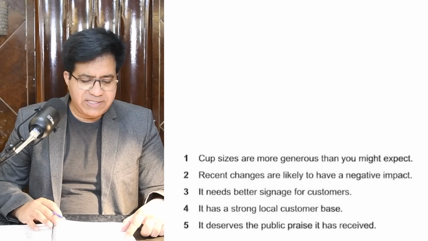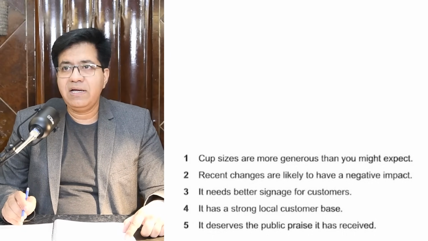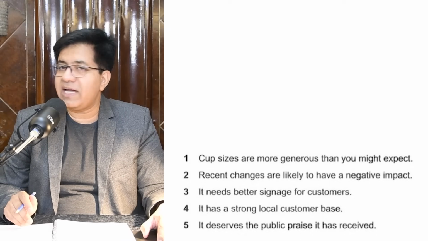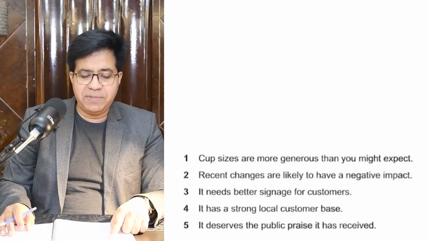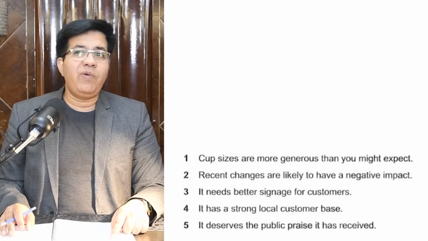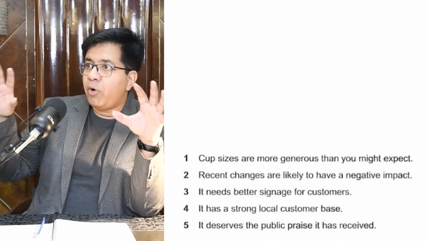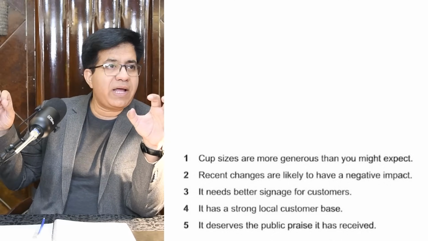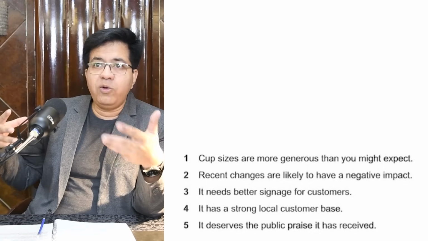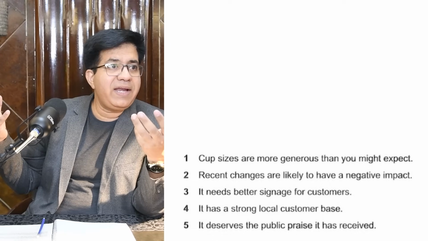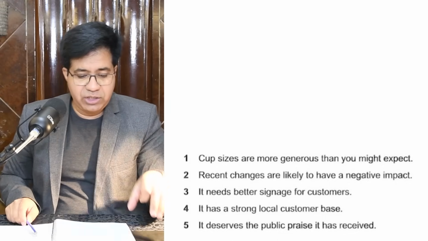Next, option 2, recent changes are likely to have negative impact. Underline recent changes, negative impact. Now in paragraph A, did they talk about recent changes, negative impact? No. Option C, it needs better signage for customers. Underline better signage. Now let me tell you what is signage. You need to understand, signage is that you have proper billboards, proper signs. For example, you go to a cafe, there is a board, the name of the cafe is written, right? That is what we call signage. And no signage means there is no board. It is hard to find the cafe. It is somewhere without any signboard or billboard. So that is what we call signage.